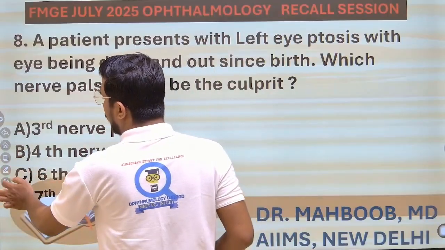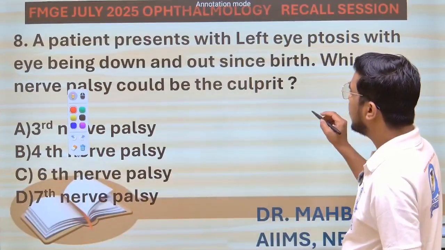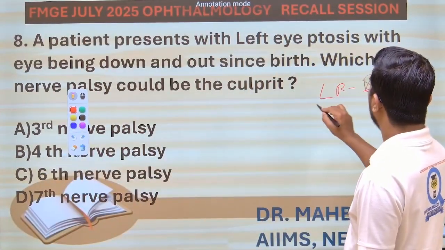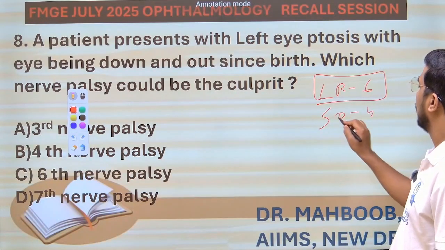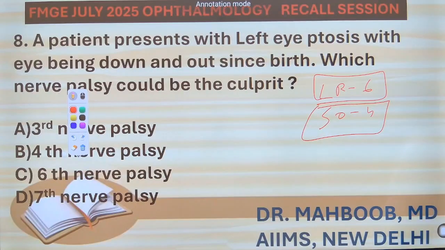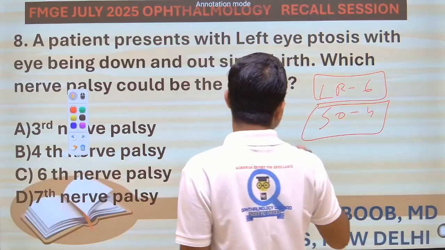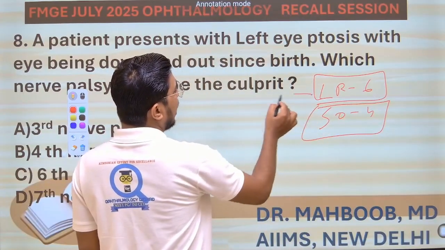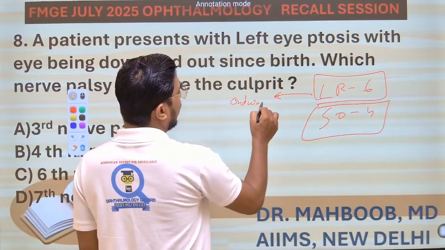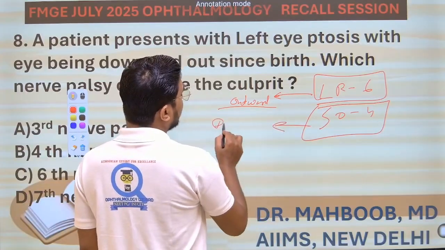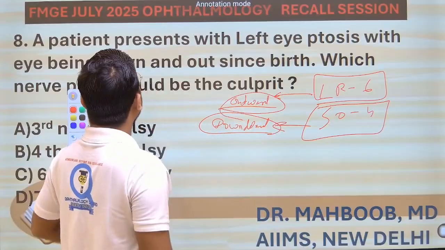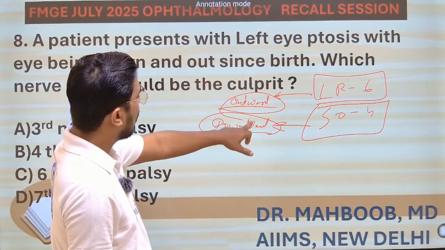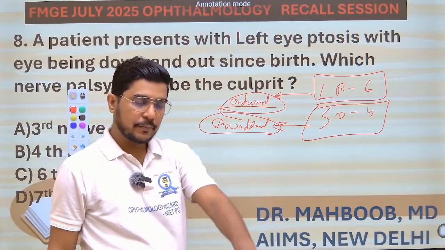Here only, let me tell you that, as you know, there is LR6. Lateral rectus is supplied by the sixth nerve. SO4: superior oblique is supplied by the fourth cranial nerve. Since lateral rectus is causing outward movement, and superior oblique is causing the downward movement, the question is saying there is a down and out. Down and out means both of them are working.